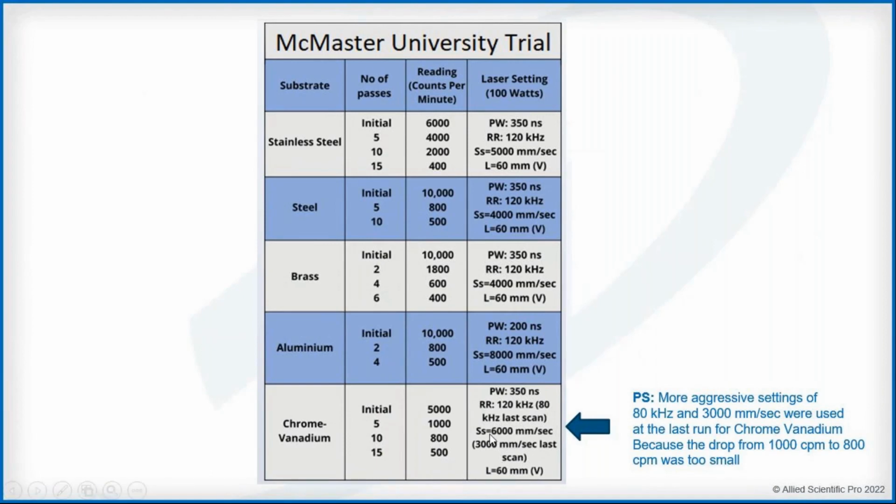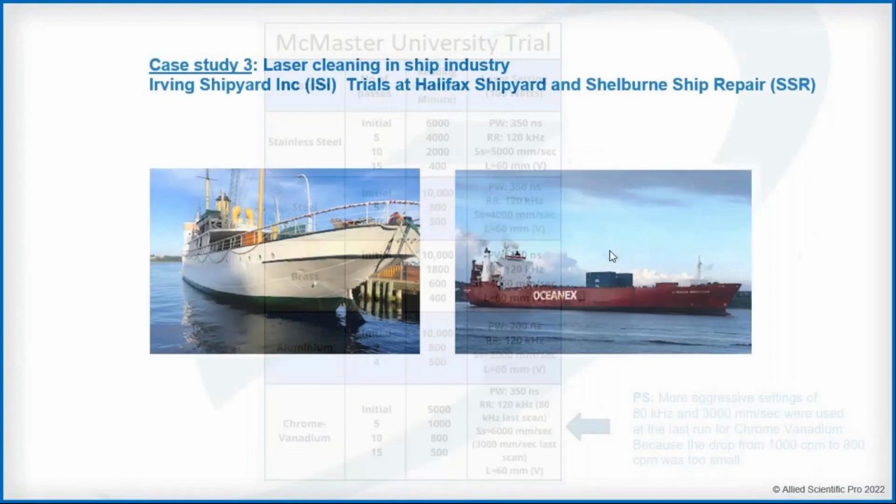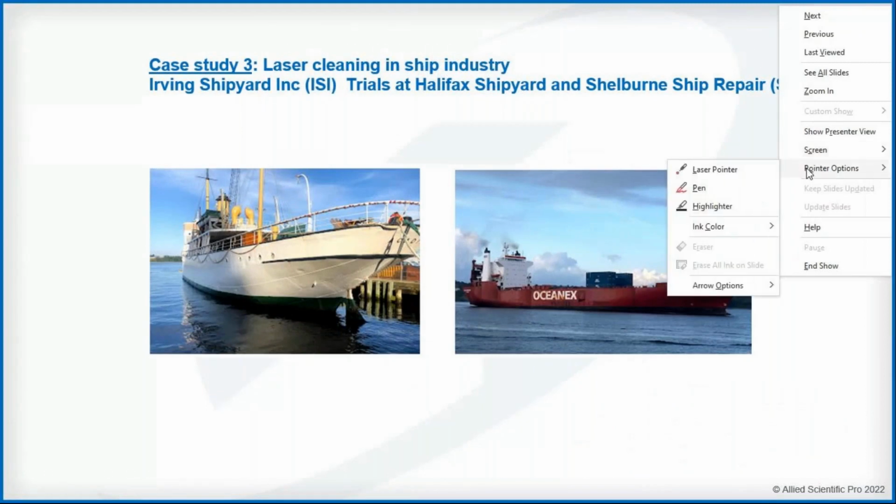And also the scan, the 80 is not because of the dwell time. The 80 kilohertz was used because we would increase the energy per pulse. And this one, the scan speed was reduced from 6,000 to 3,000. So slower speed has a bigger dwell time on the surface. So after we made these changes, the next 5 passes dropped the contamination from 800 to 500. So it worked, and then we stopped at that point. So it was a very successful operation.